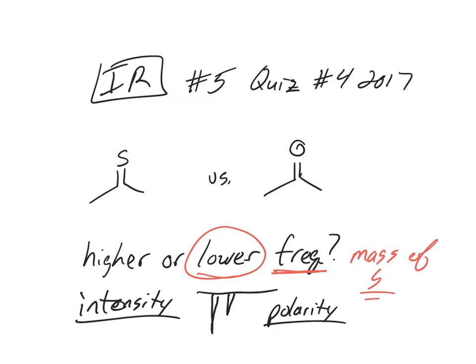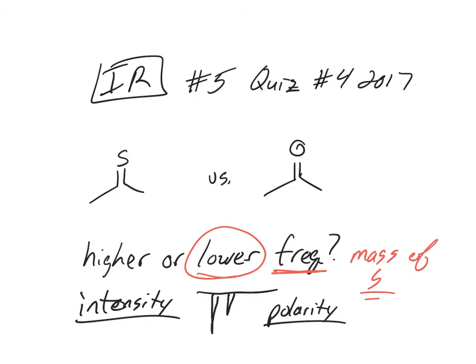So if that was the question, then which one is going to have a more polar bond? Oxygen to carbon or sulfur to carbon? Which one's more electronegative, oxygen or sulfur? Oxygen. So the more polar bond is going to be this one. So I would have a more intense stretch in the IR.